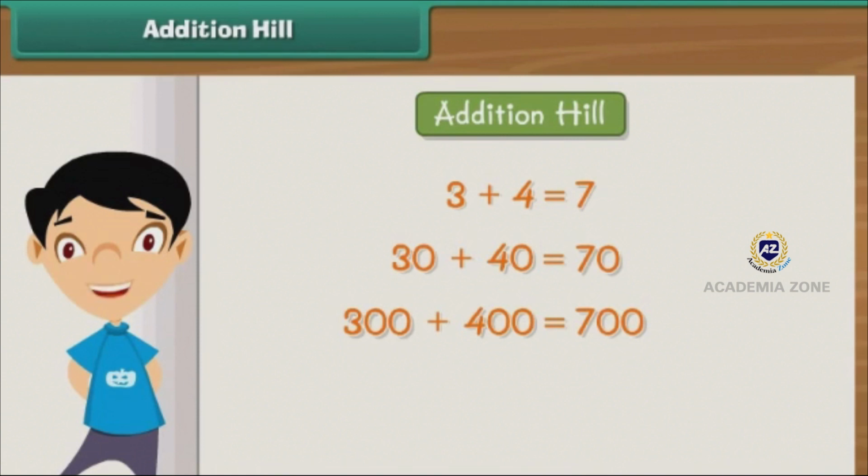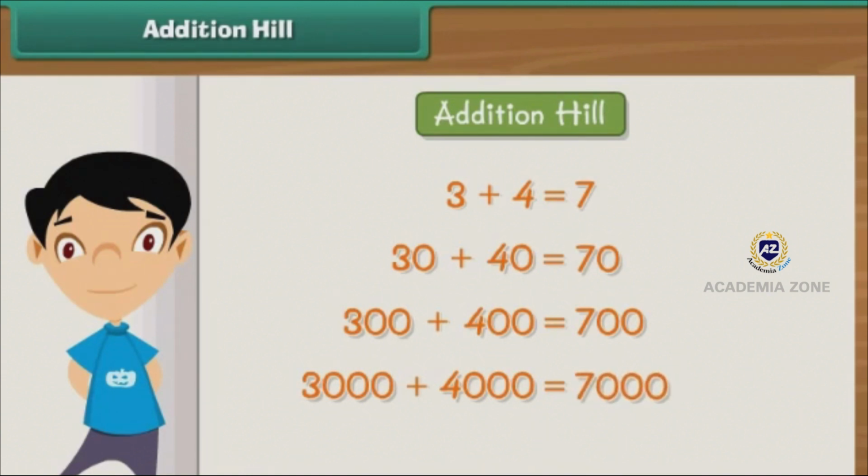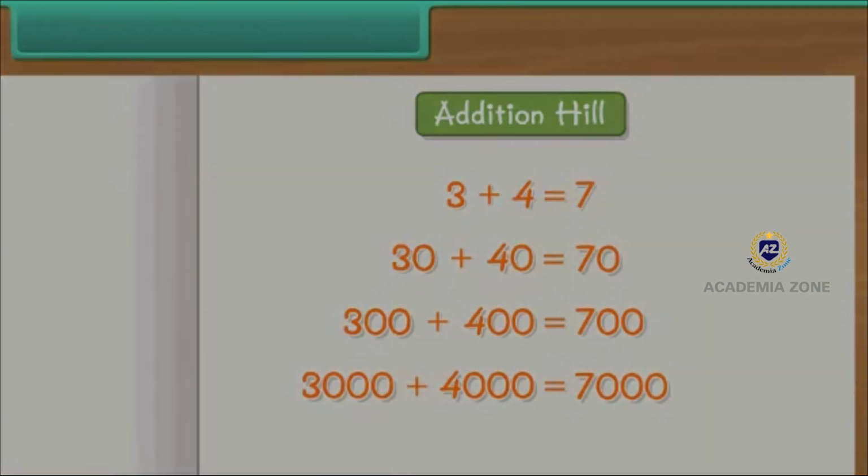Now you can tell the sum of 3000 and 4000 very easily. 3000 plus 4000 is equal to 7000. As this pattern gives a hill-like structure, we call it the addition hill.